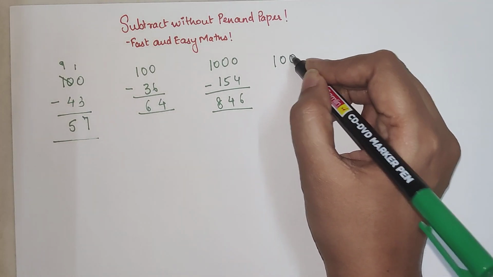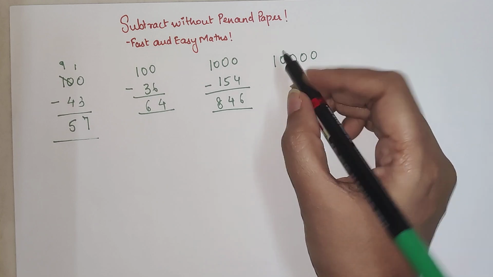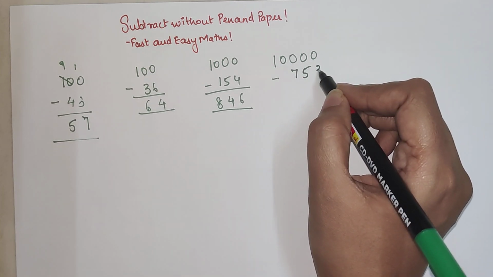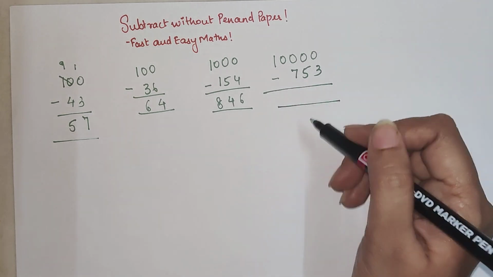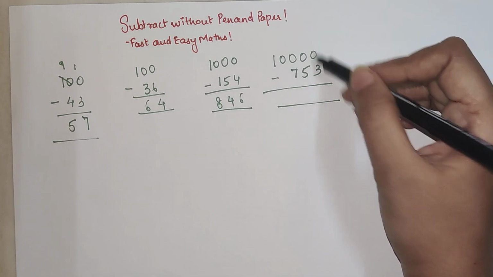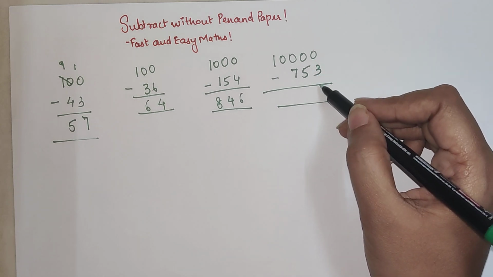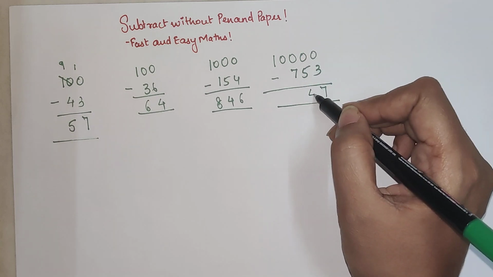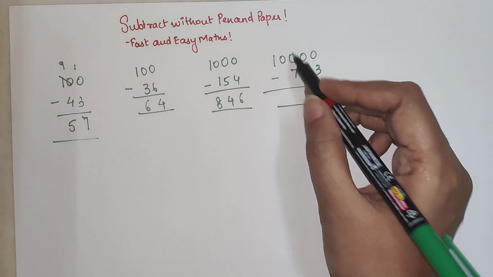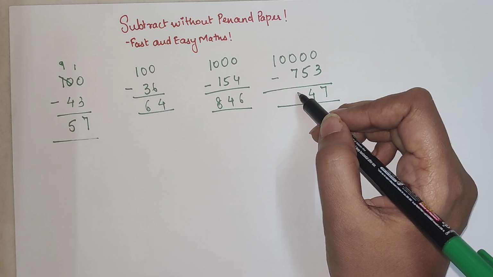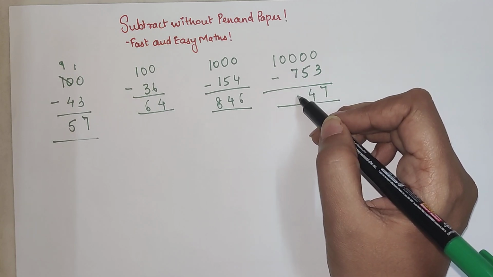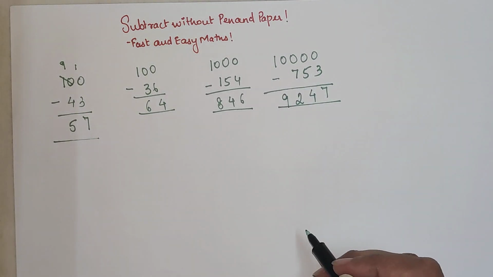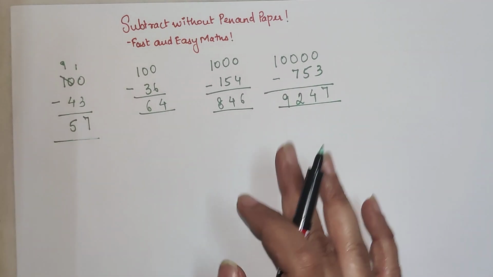Okay, now let's do one very big number, let's say 753. So now in this case, if you see, we will take what? 10. So 10 is taken, 3 taken from 10, we get 7. 9, so 5 taken from 9 gets you 4. 9, so here also there is a 9, so we will take this as what? 7 taken from 9 is going to get you 2, and then this is going to be 9 itself. So this is your answer for this kind of subtraction.